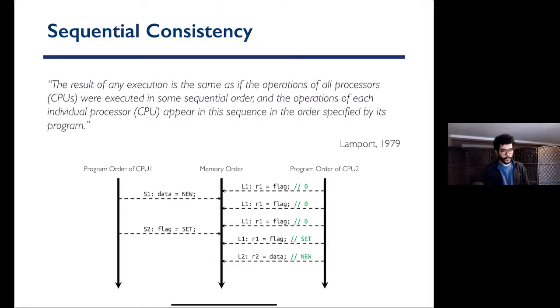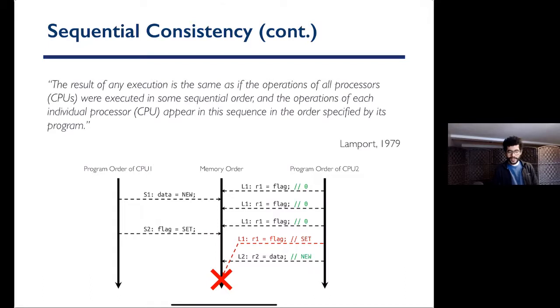For example, if I move this S1 before L1, that's fine because I haven't changed the order in CPU1. The order between what CPU1 is accessing memory and what CPU2 is accessing memory does not matter. All that matters is that we adhere to the programming order for our programs. So if we do this, then this is not sequential consistency. If I reorder these two instructions, this is not going to be sequential consistency.